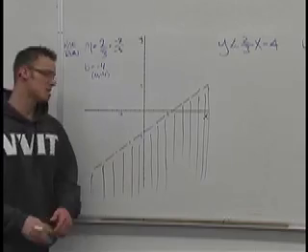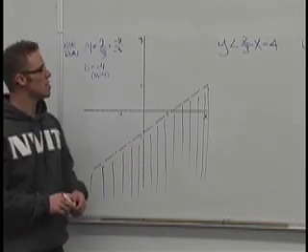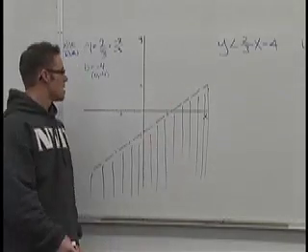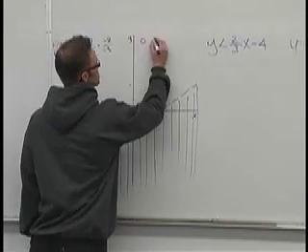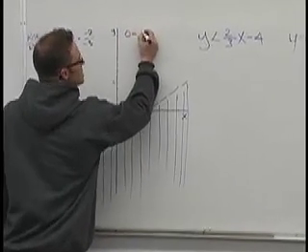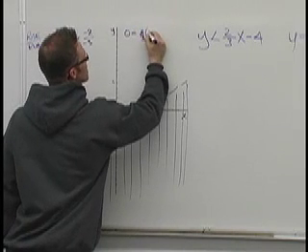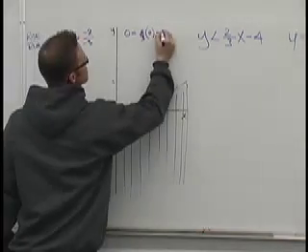Now, to check to see if we've shaded the right region, all we have to do is plug a point into our inequality and see if it works. We're going to try the point (0, 0). So we plug that into our inequality. 0 is less than 2/3 times 0 minus 4.